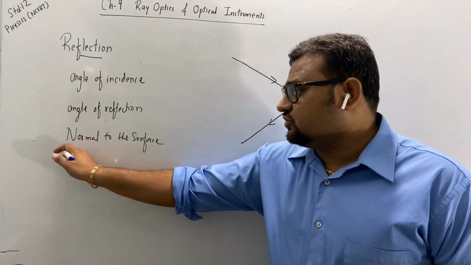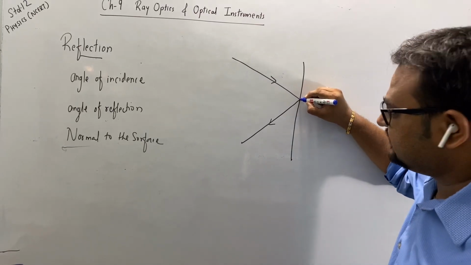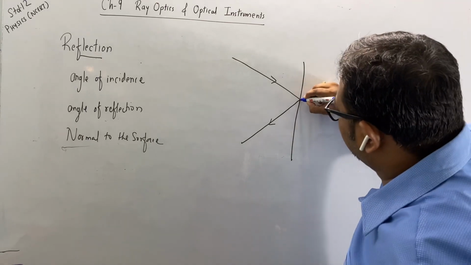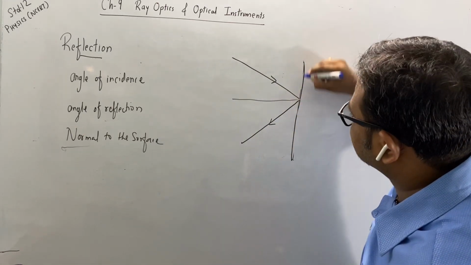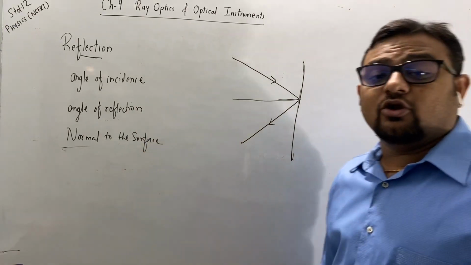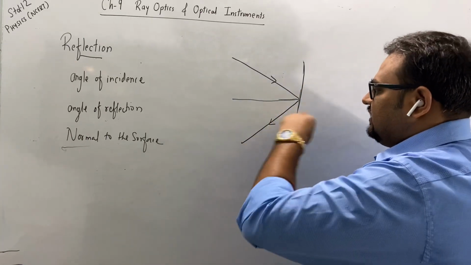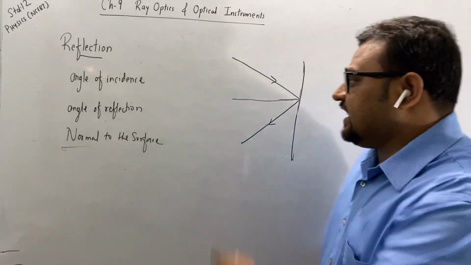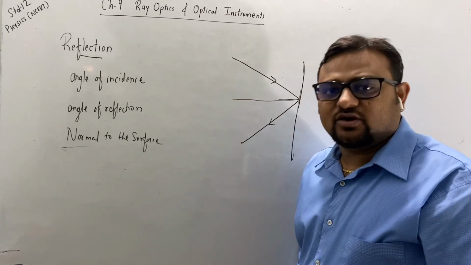Now, first, what is the normal to the surface? This is the point of incidence, right? If I draw a perpendicular to this planar surface, then that is called the normal to that surface. It can be anywhere, but it must be perpendicular to the surface. Here I have drawn the normal at the point of incidence.